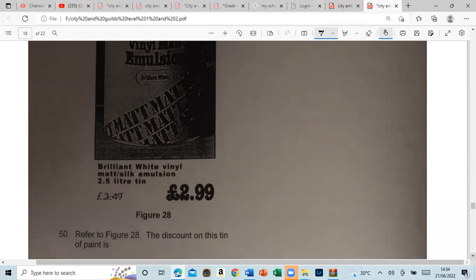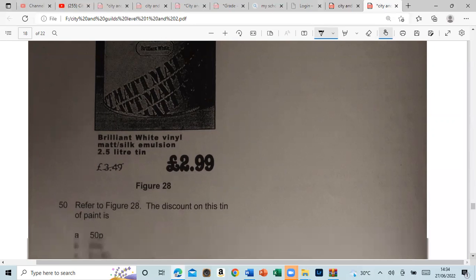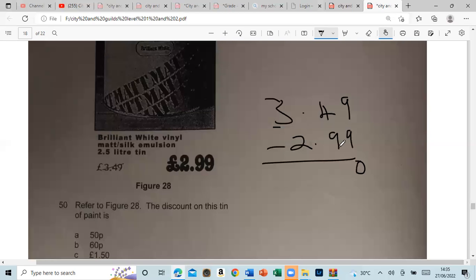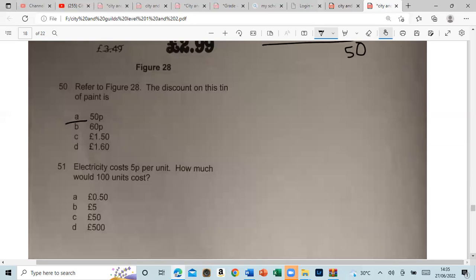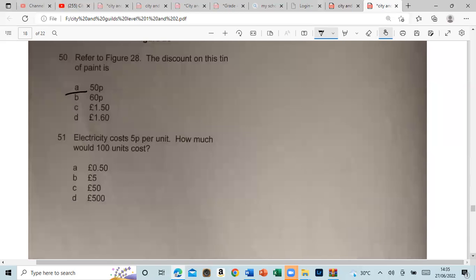All right, so brilliant white vinyl matt silk emulsion 2.5 liter tin. It was $3.49 or $2.99. The discount on the tin of paint is, so let's go. We have $3.49 and subtract $2.99. I want to find a difference, right? Reduce. So now we have 40, 9 pounds 45. So that's 50 pence. So reduced by 50 pence. Just remember, 100 pence is 1 pound. And I learned that today just by the calculation.